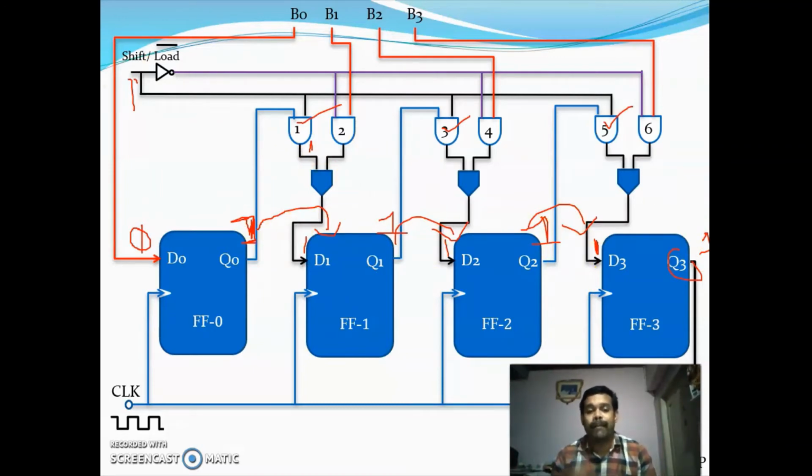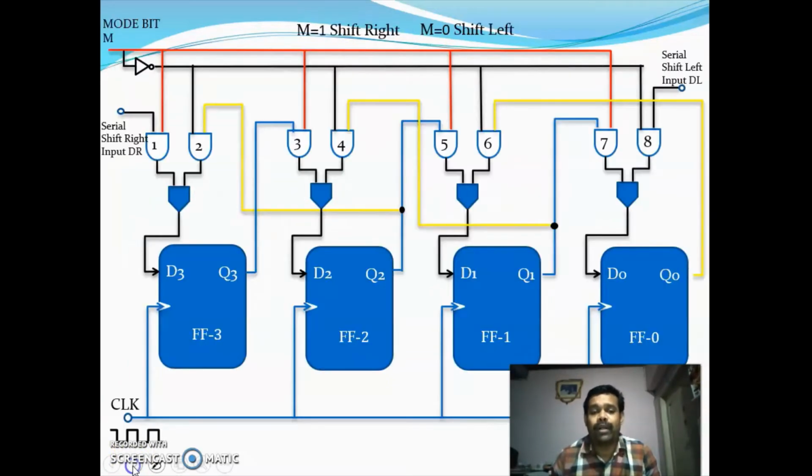This is what is called a parallel in, serial out shift register. Now you are going for the bidirectional shift register. Here also you have a control bit M. When you give M equal to 1, it will shift right. Similarly, when you give M equal to 0, it will shift left. So first we will check M equal to 0. When you give 0 to this line, the gates connected in red, that is 1, 3, 5, 7, get disabled.